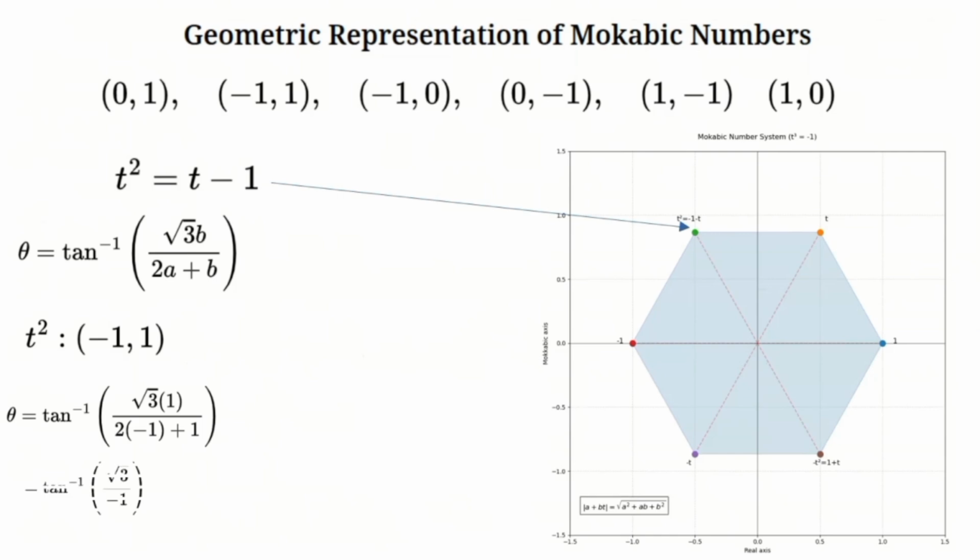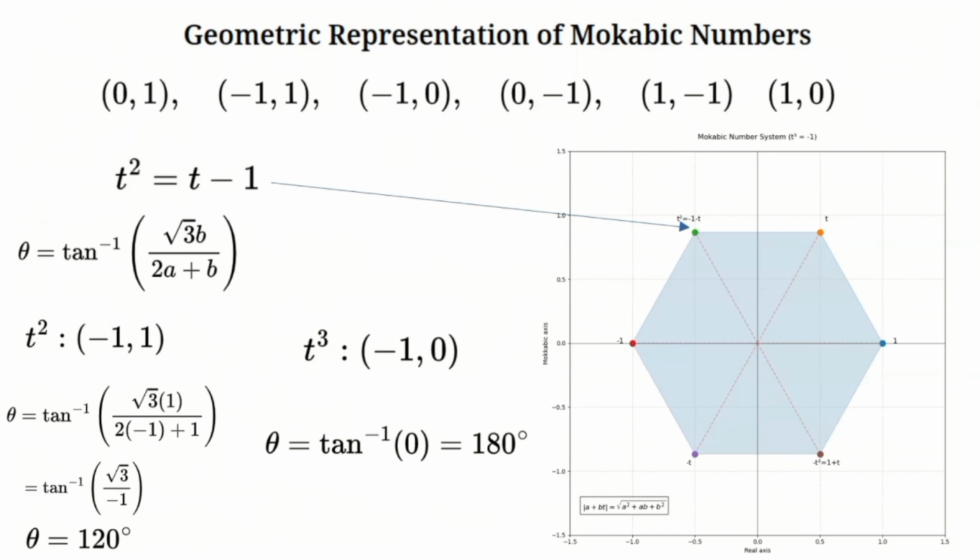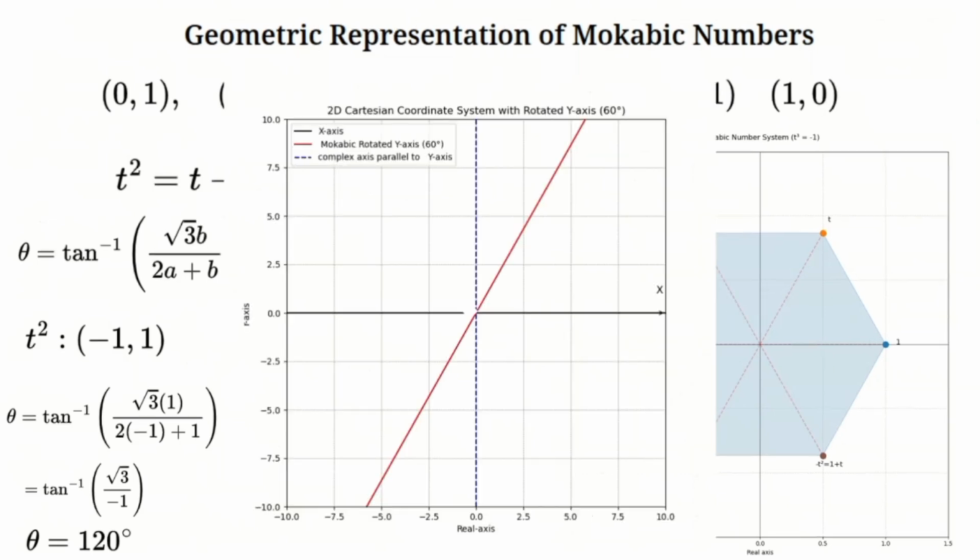Simplifying, this becomes the inverse tangent of the square root of 3 divided by negative 3, which gives an angle of 120 degrees. Similarly, for t cubed, which equals negative 1, we substitute a equals negative 1 and b equals 0. Theta equals the inverse tangent of 0, which results in an angle of 180 degrees. So, multiplying by t rotates by 60 degrees counterclockwise.